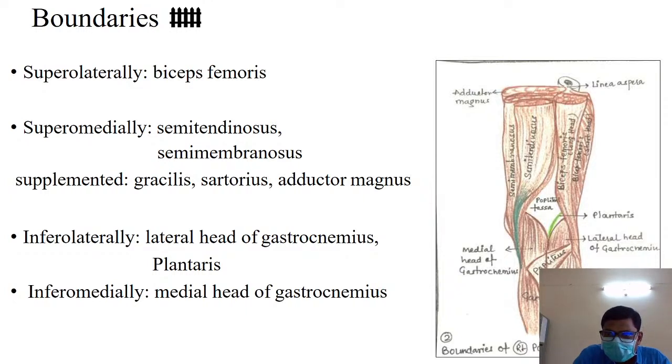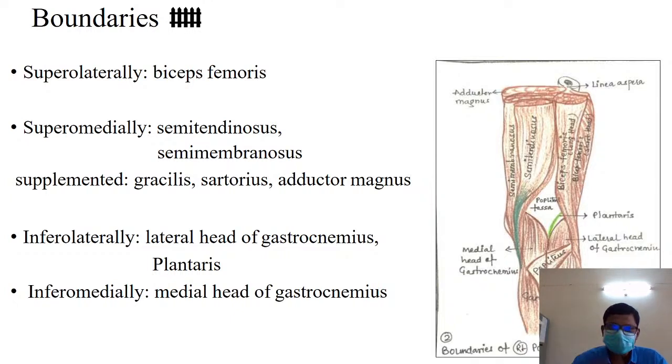So superolaterally, this is the actual popliteal fossa, which is a diamond shaped space, and superolaterally it is bounded by the biceps femoris muscle, and superomedially you can see it is bounded by the semitendinosus muscle and also the semimembranosus muscle. Okay, this is the semitendinosus and semimembranosus muscle, and this is supplemented by the gracilis, sartorius and adductor magnus, which are not seen in this picture.